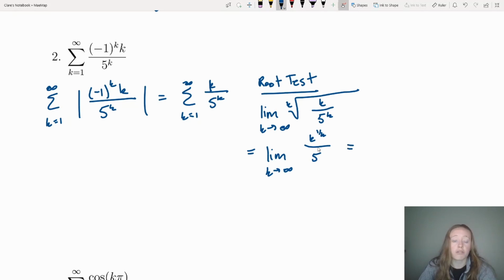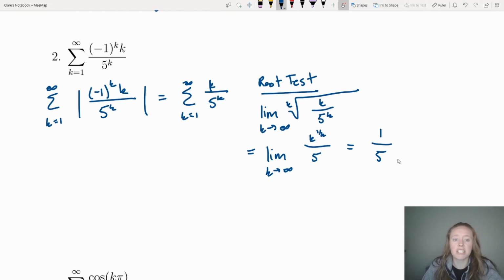I know for a fact that the limit of k to the 1 over k is going to be equal to 1. If you need me to work this out at some other point, leave your question in the comments or feel free to ask a fellow student. Also, check your textbook. I guarantee it's in there. And then we're going to have 1 over 5.